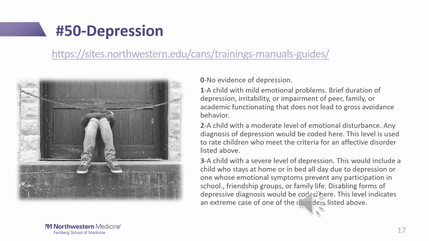A 2 is a child with moderate level of emotional disturbance. Any diagnosis of depression would be coded here. This level is used to rate children who meet the criteria for an affective disorder listed above. And a 3 is a child with a severe level of depression. This would include a child who stays at home or in bed all day due to depression, or one whose emotional symptoms prevent any participation in school, friendship groups, or family life. Disabling forms of depressive diagnosis would be coded here. This level indicates an extreme case of one of the disorders listed above.